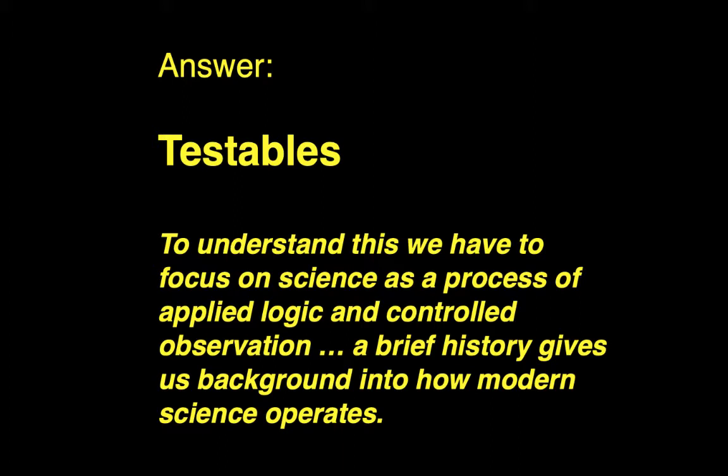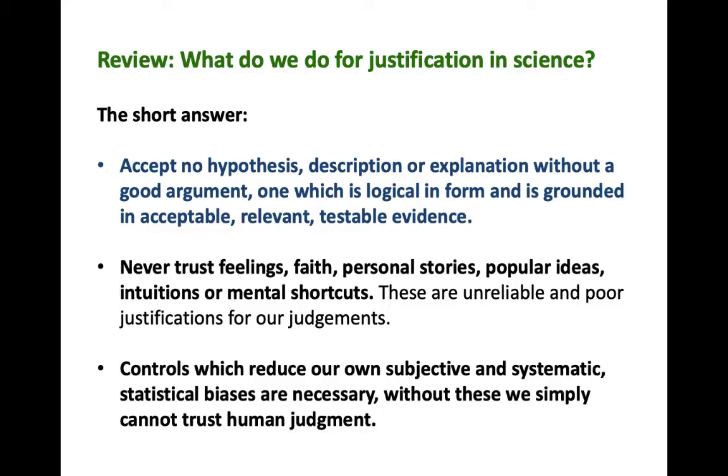A brief history gives us background into how modern science operates. Brief review. What do we do for justification in science? The short answer is that we accept no hypothesis, description, or explanation without a good argument. That is, one which is logical in form and is grounded in acceptable, relevant, testable evidence.